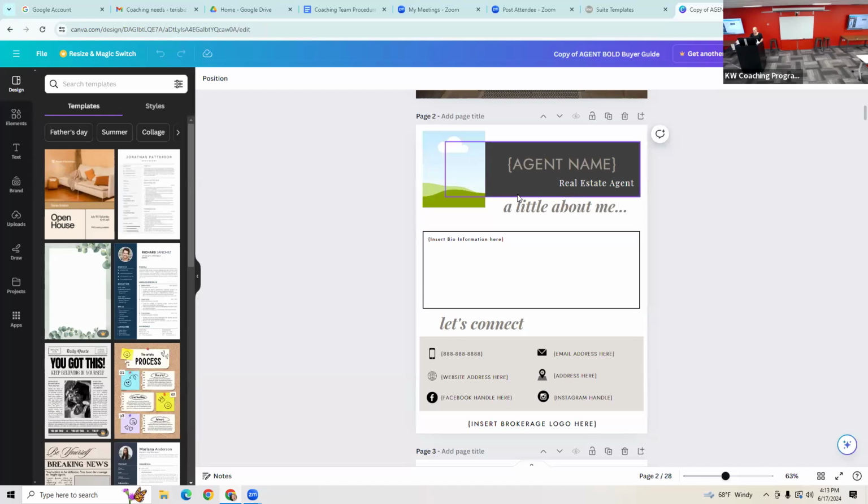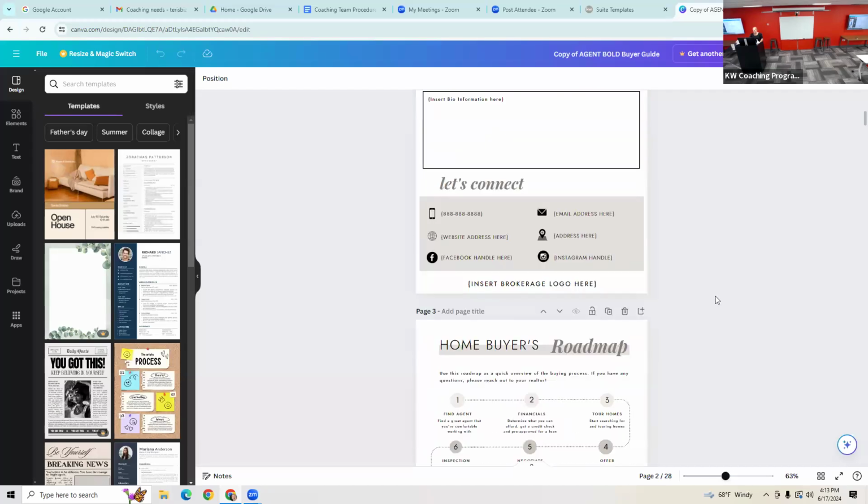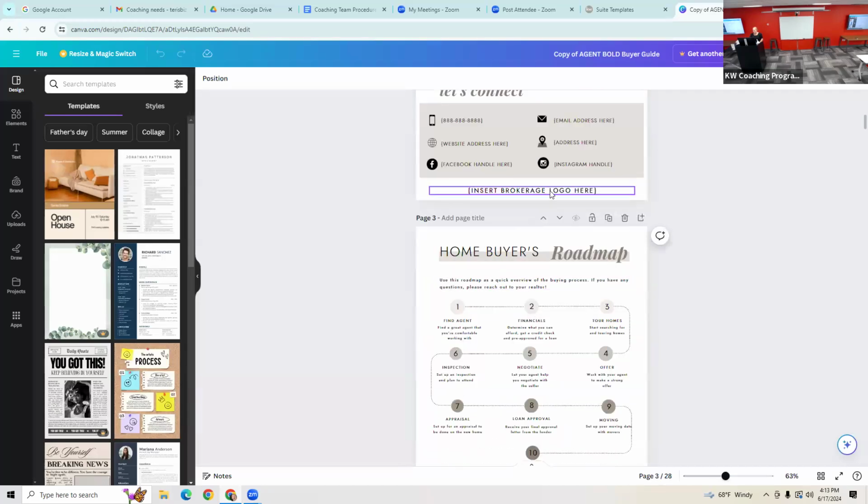Upload your photo, customize these few little pages here, and make sure you do have your brokerage logo in here as well. As long as you're adding your logo on everything, you will be compliant. That's specifically your office one, which are also located on the KW Home Hub. So if you don't have a logo yet, just go to the Home Hub and it's on there as well.